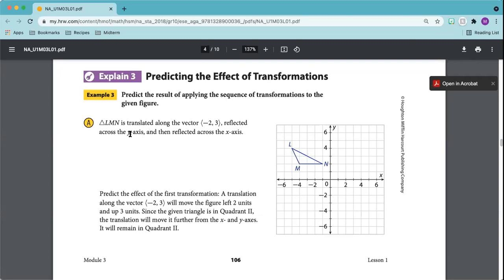So it says reflected across the y-axis, meaning it's going to flip over to this quadrant, and then reflected across the x-axis. So now it's flipping over down here. So which quadrant did I end up in? 4? 4. Exactly. Remember that this is 1, 2.